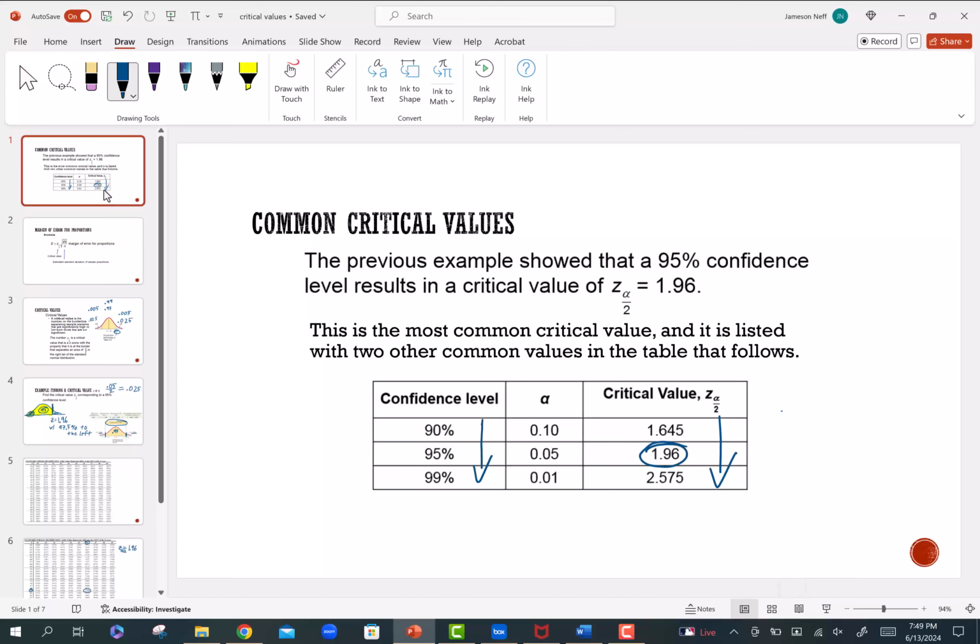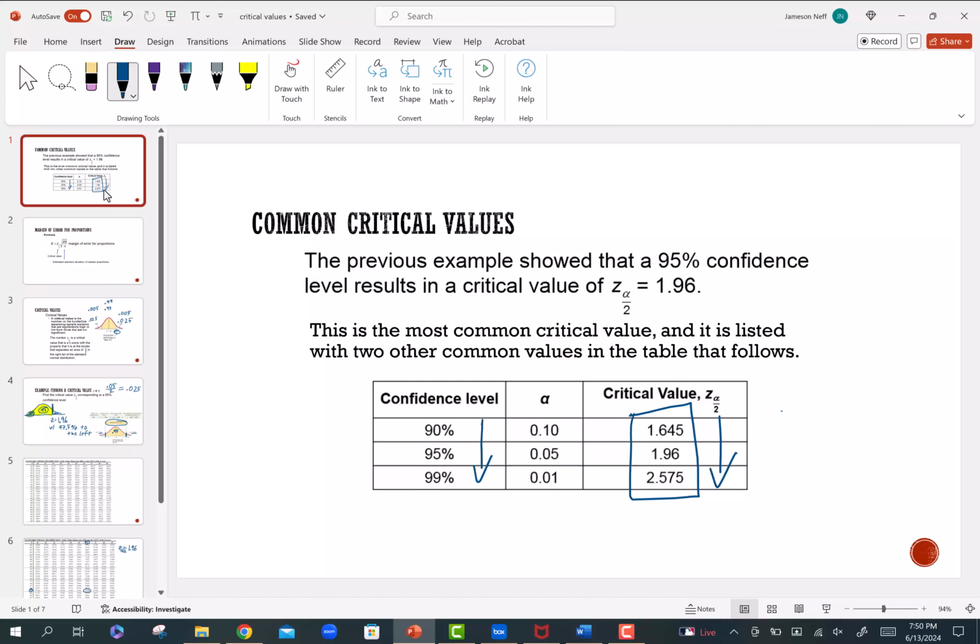Now it's good to write these values down on your notes for the future. These are the most commonly used z alpha over 2 values, so you don't have to find them each time. But it would be nice to be able to find them. Maybe I ask you to do a weird confidence level, something like 97%, or maybe 98%, something like that.